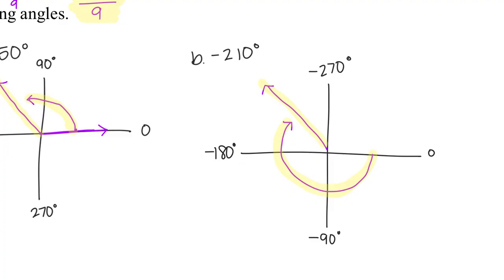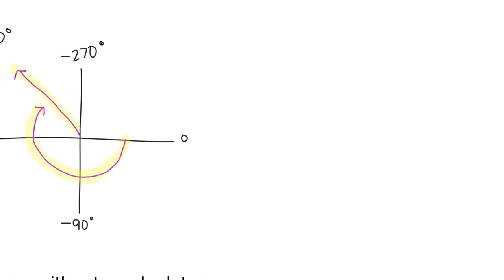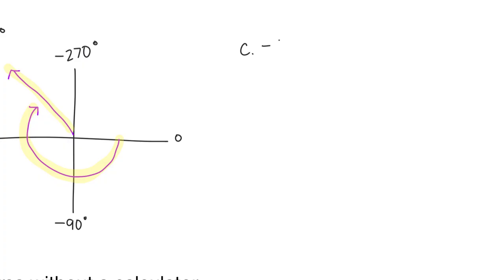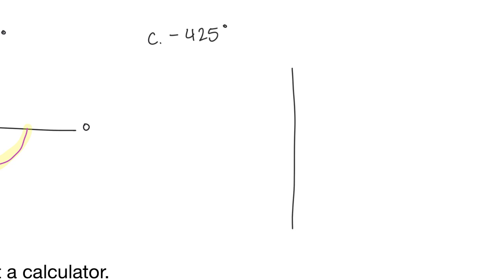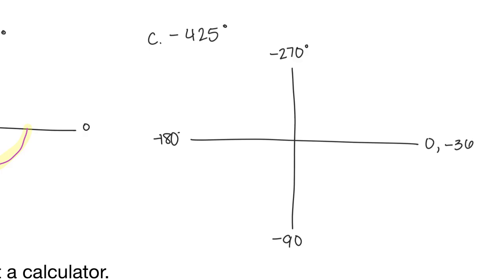Okay, looking at the next one, C is negative 425 degrees. Going ahead and drawing my coordinates. Negative, so I'm going 0, negative 90, negative 180, negative 270, and I'll just go ahead and put negative 360. Clearly negative 425 is more than negative 360, and it's a little bit more. So that means I'm going to end up stopping right over here in this quadrant, quadrant 4.